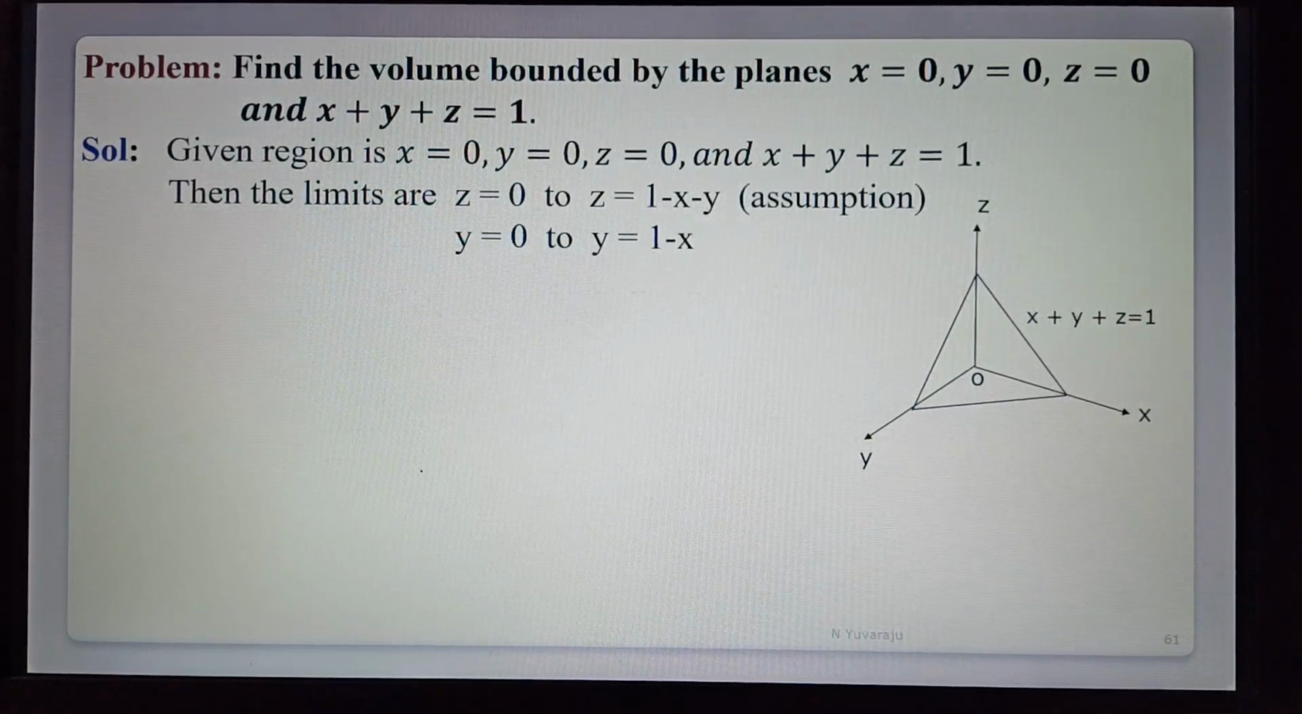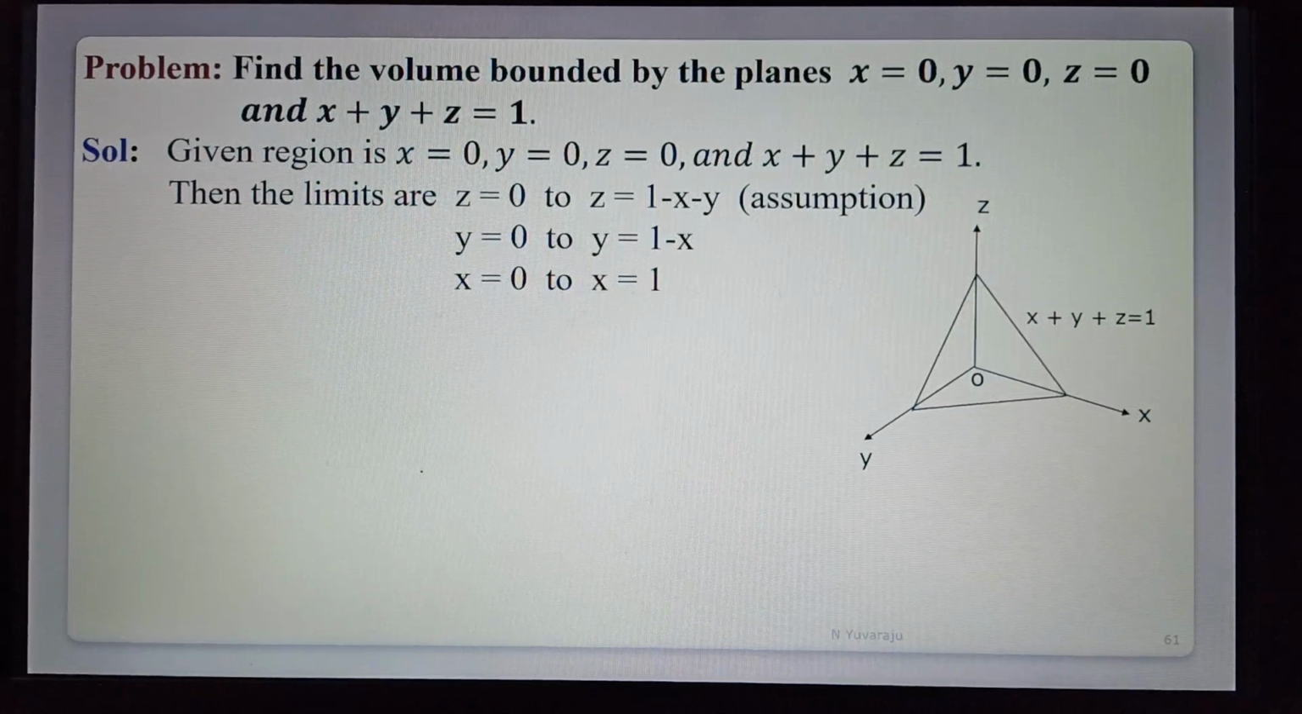Now y is eliminated, leaving x, and x goes from 0 to 1. So these are the limits, where z is a function of x and y, y is a function of x, and x is constant. Similarly, we can do the same by taking x as a function of y and z, or y as a function of z and x. You can choose any way. Now we choose that one. Okay, so there are the limits.